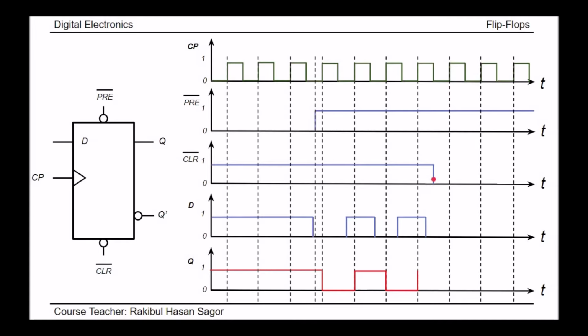Now we need to check. This clear value goes from 1 to 0 at this moment. This is a time between two positive edge triggerings. So at this moment, clear comes from 1 to 0. When clear is 0, that means clear is activated. So at this line, we do not care about what my clock pulse is or what my D input is. The output will be forcibly brought back to 0. And as long as clear is 0, the output will have the 0 value continuously.